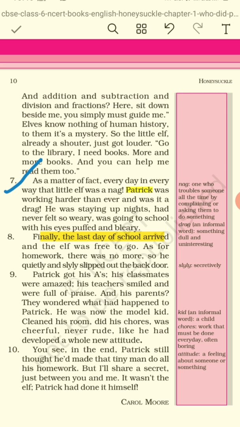Cleaned his room, did his chores. Chores means daily household work, routine work like washing clothes, taking a bath, maintaining the study room table, keeping things clean and tidy. Alright. So he was some sort of developed guy. He cleaned his room, he did his chores, was cheerful, he was never rude, like he had developed a whole new attitude. He was a totally different person, to be precise.